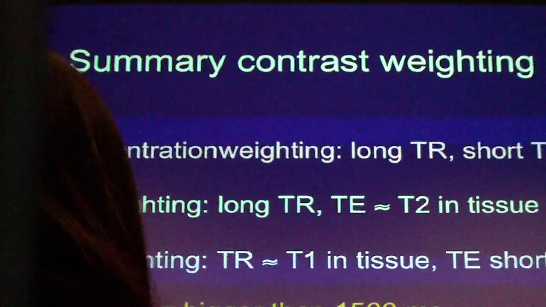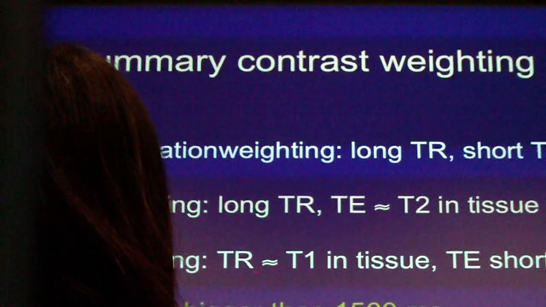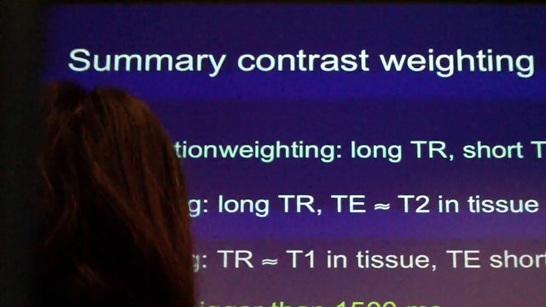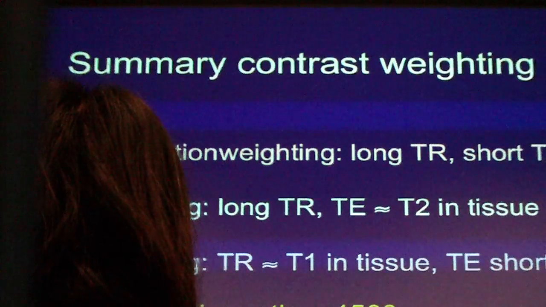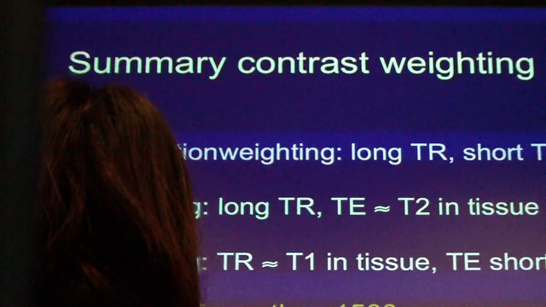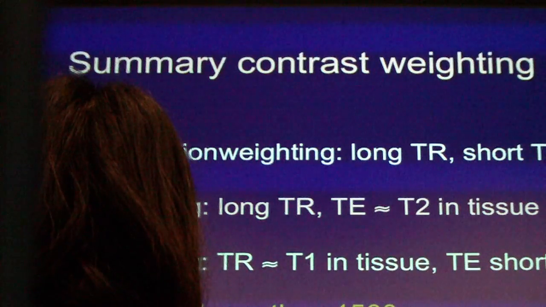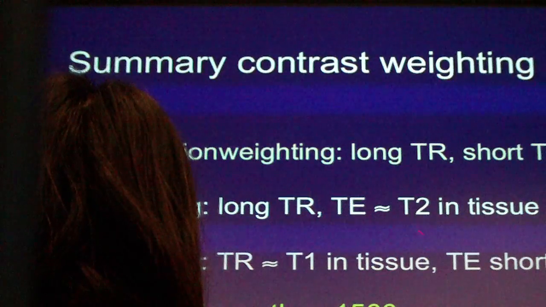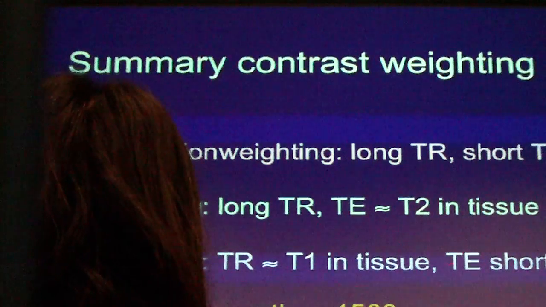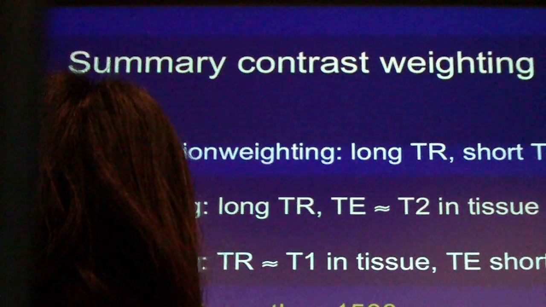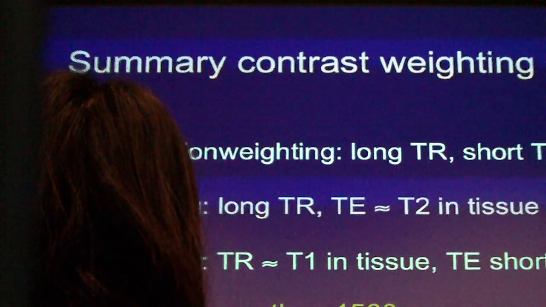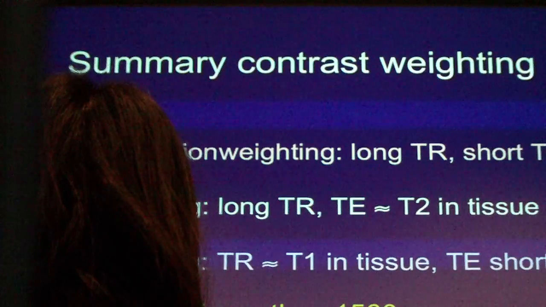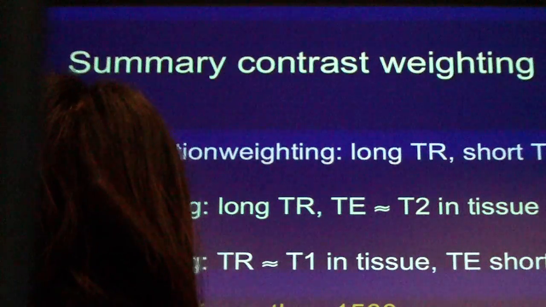If you want to have T1 weighting, your TR should not be too long, because you want to have the T1 relaxation time, that is the time that it takes to relax back to the equilibrium concentration, determining your contrast. So the tissues that relax back very fast will be bright, because they have a lot of signal. The tissues that take longer, you will have lower intensity.